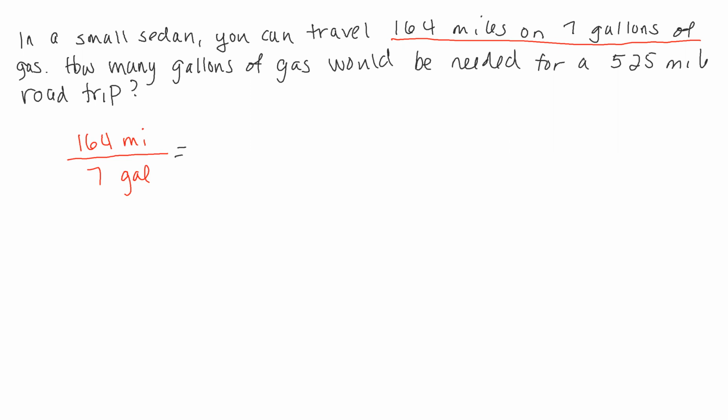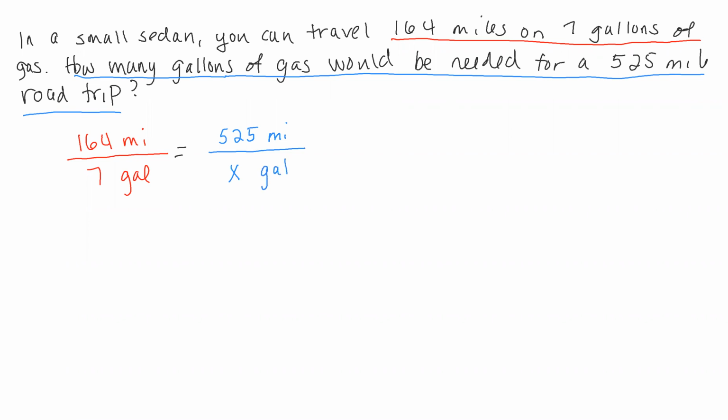All right. The second piece of information is not complete. We want to know how many gallons would be needed for a 525-mile road trip. So for 525 miles, that will go on the numerator because miles are in the numerator in the first rate. So we're going to get 525 miles over X gallons. We've got to figure out how many gallons will be needed for this particular road trip. So I've set everything up. Units line up horizontally. I'm good to go ahead and cross multiply. All right. So I get 164 times X equals 7 times 525. So I'm going to get 164X equals, well, 525 times 7 is 3,675.